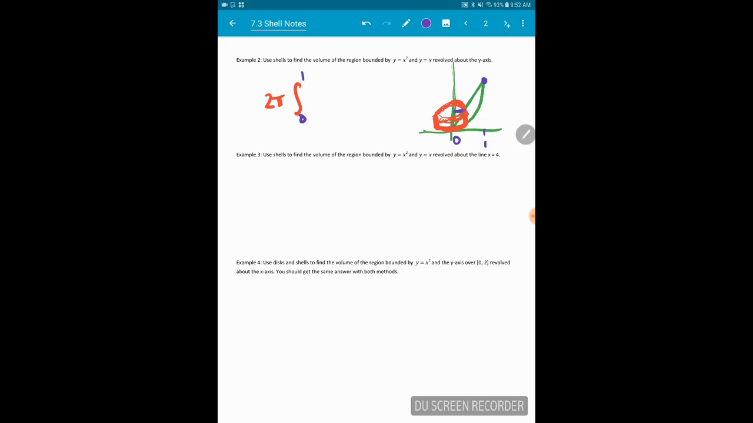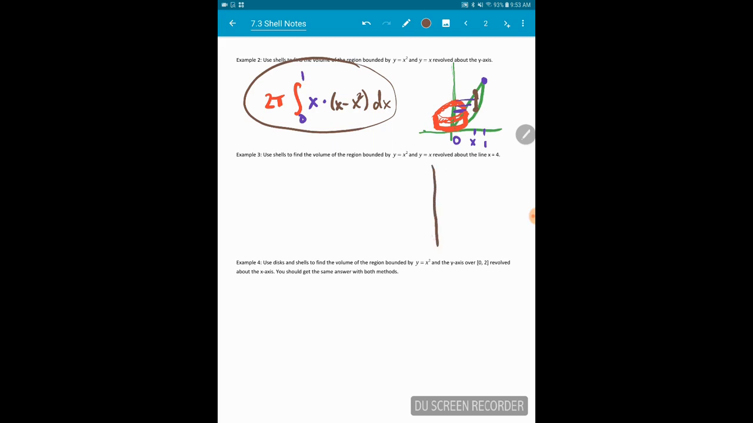And then my radius always appears to be whatever the length of x is. And then my height appears to be from y equals x down to y equals x squared. So my height appears to be x minus x squared. So that is the shell method for that problem.